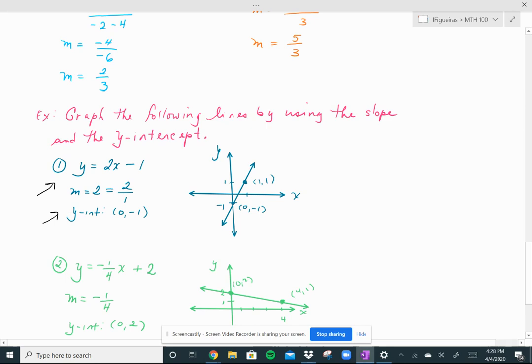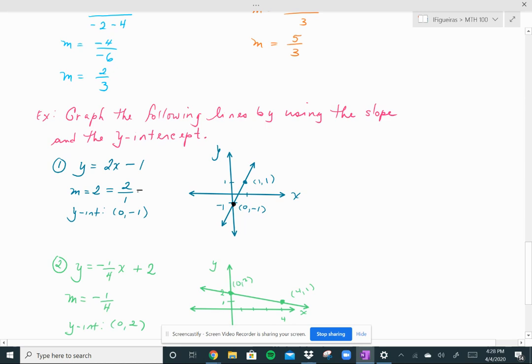So the first thing you want to do is plot the point 0, -1, which is what you see right here. I'm just going to color it in again in black. And then we use our slope to find our second point. Now, using our slope means that you have to consider slope in terms of rise over run. Remember, the top is the rise and the bottom is the run.